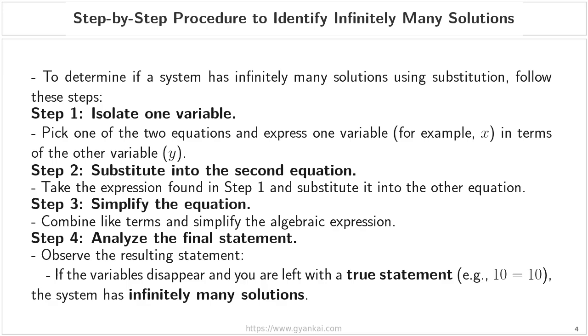Finally, step 4. Analyze the final statement. This is the most critical part. You need to look closely at what remains after you've simplified everything. If the variables completely disappear, meaning they've canceled each other out, and you are left with a statement that is undeniably true, such as 10 equals 10, then you have found your answer. The system has infinitely many solutions.